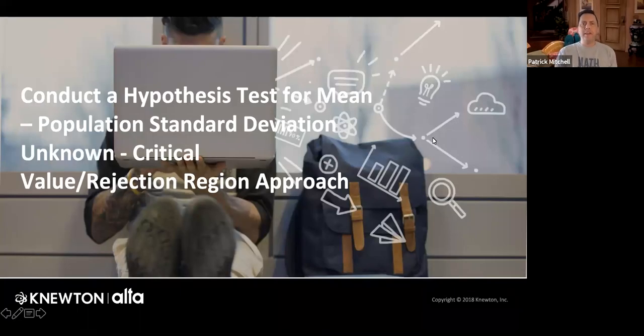We are continuing with Chapter 9. And in this video, we're going to talk about conducting a hypothesis test for the mean, where the population standard deviation is unknown. We started working on this in the last video. And in this video, we're going to talk about the critical value or rejection region approach.